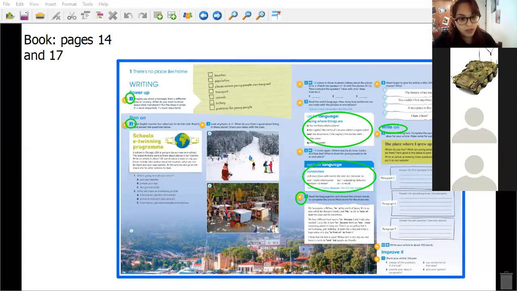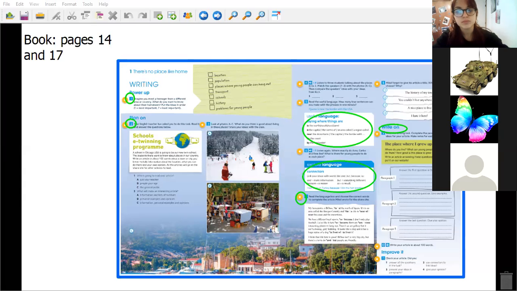So, now this is exercise 1. We're going to move on to exercise 2. So, this is the hypothetical situation. The situation is that your English teacher, me, has asked you to do the task in the attachment. Read it and answer the questions below. So the task is this. It's the little box here. It says Schools e-twinning program.